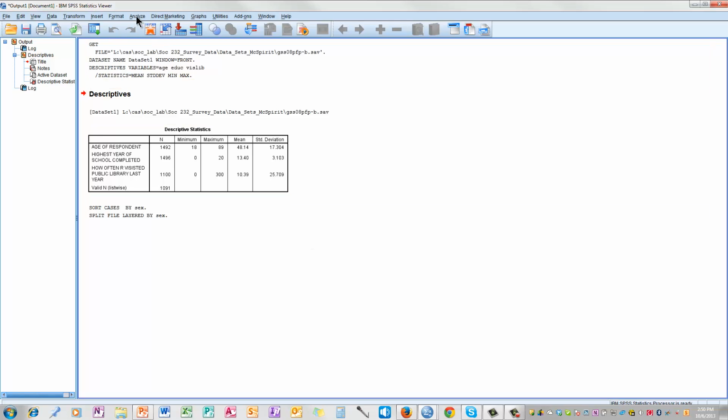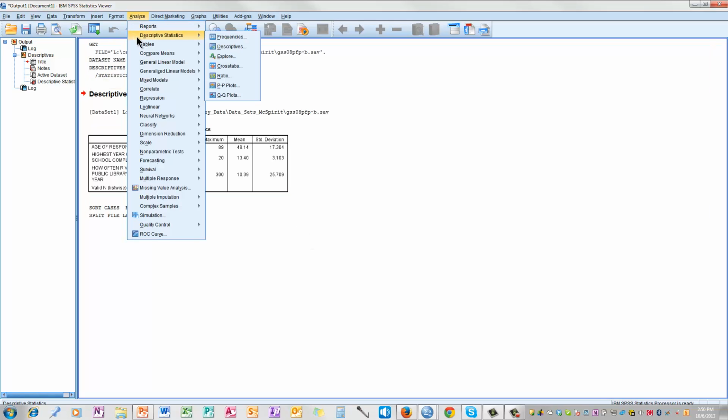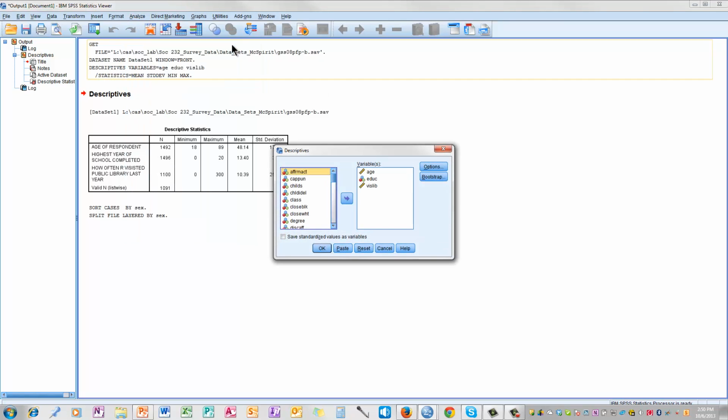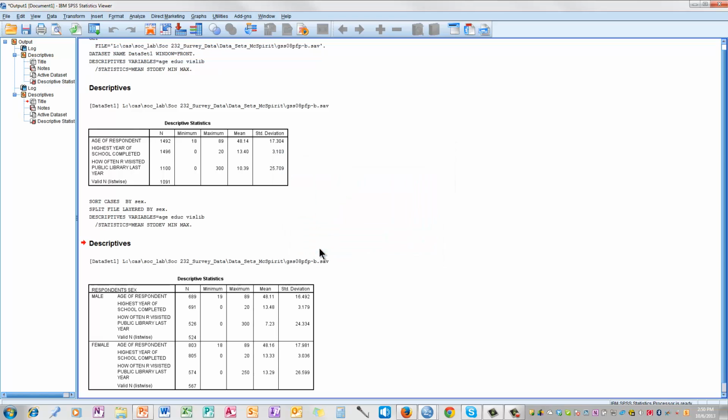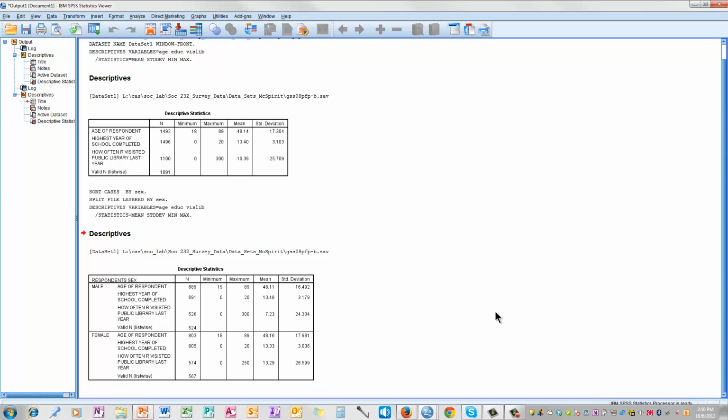Okay? And so then we want to go back to Analyze, Descriptive Statistics, Descriptives, and it's already been set, age, educational level, and visits to the library, and then hit OK. And now we've got the report with regard to differences. And notice here in terms of educational level, 13.48 for men, the average was, and for women it was more or less the same, a little bit lower, but that difference might not be significant. Things we'll start to talk about when we move to the bivariate level.